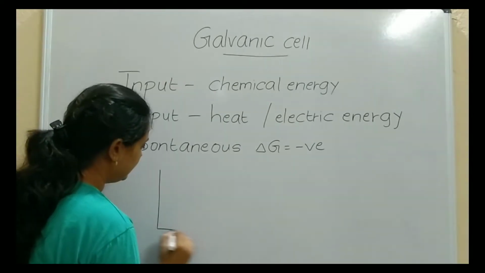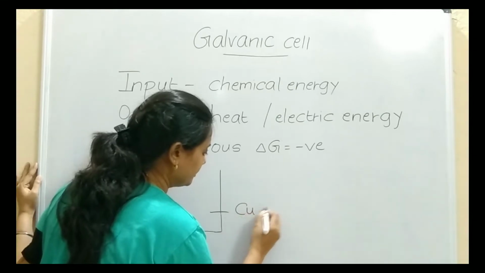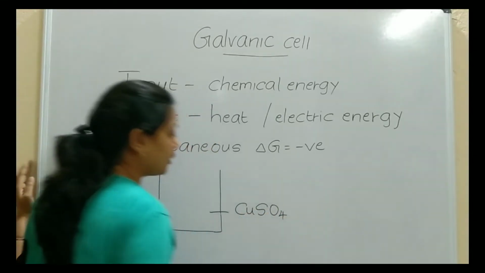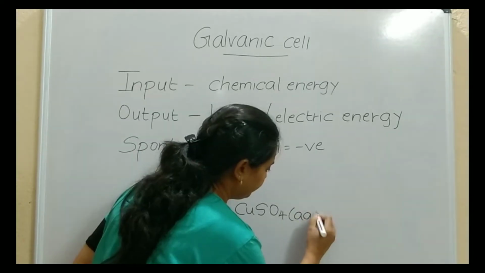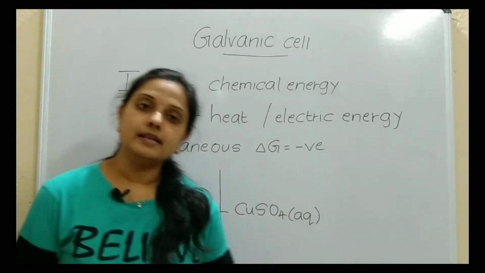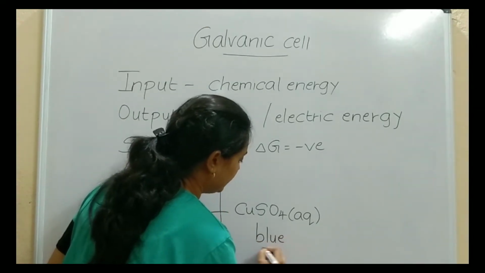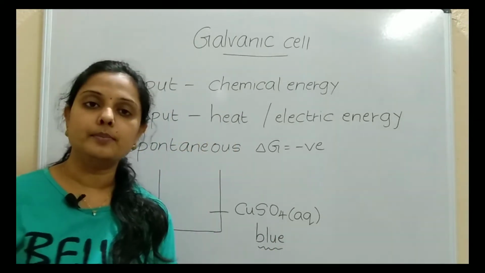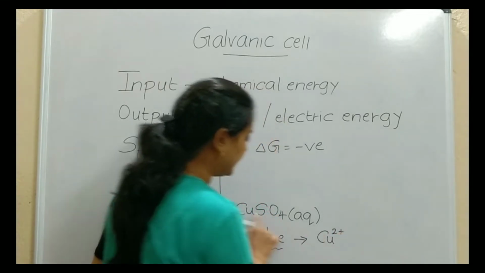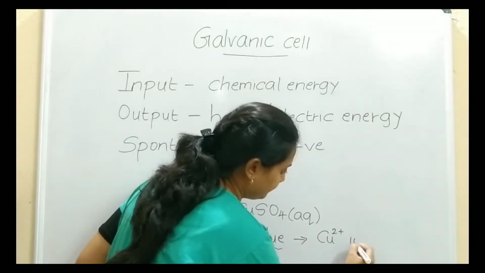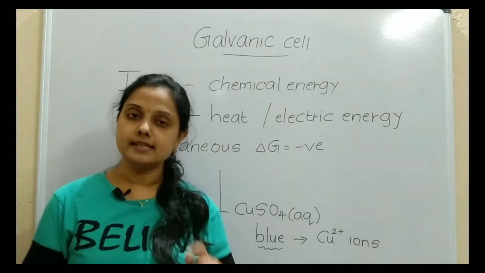We are taking a cell in which copper sulfate solution is filled. I will write it as aqueous. Now this copper sulfate solution is blue in color. Why is it blue in color? Because of the presence of Cu2+ ions. So because of this, the copper sulfate solution color is blue.